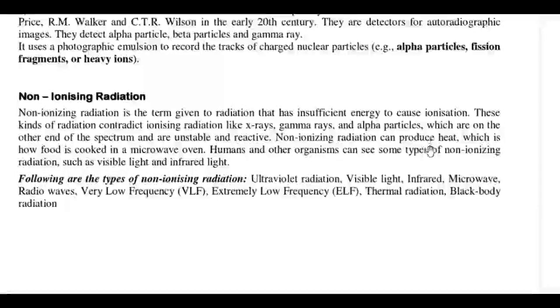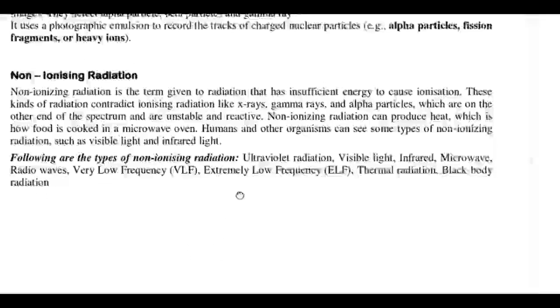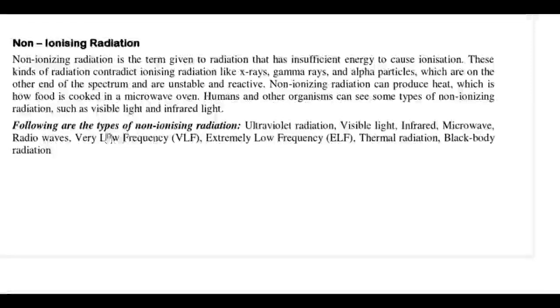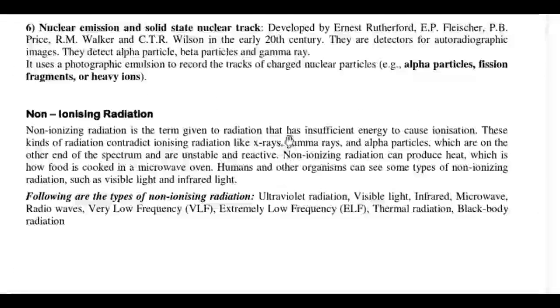Non-ionizing radiations can produce heat, which is how food is cooked in the microwave oven. Humans and other organisms can see some types of non-ionizing radiation, such as visible light and infrared light. So, we have types of non-ionizing radiation: ultraviolet radiation, visible light, infrared, microwave, radio waves, very low frequency, that's VLF, extremely low frequency, thermal radiation, and black body radiation.